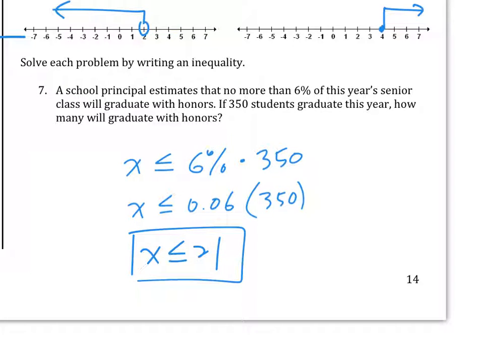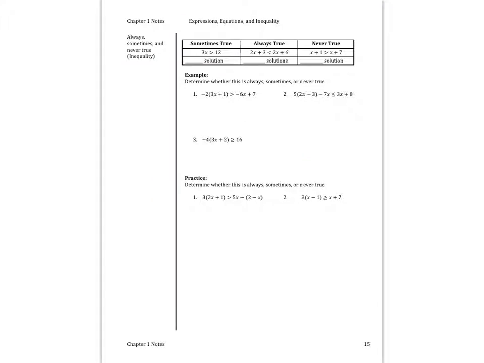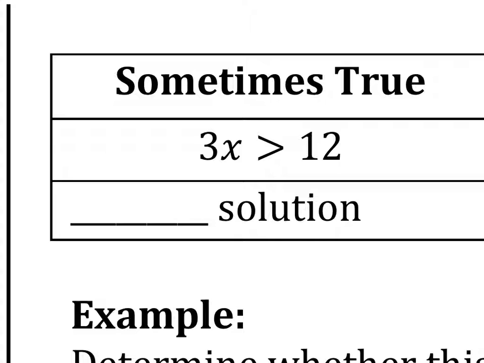Good? All right, next part. Let's look at this question. 3x greater than 12. What is x? What's x when you solve? Greater than 4, right? So is this sometimes true, always true, or never true? Sometimes true, but why? It's only true when x is greater than 4. It's not true when x is 0, right? It's not true when x is negative 1. Only when x is greater than 4. So this is a one solution kind of question, and you only have sometimes true.